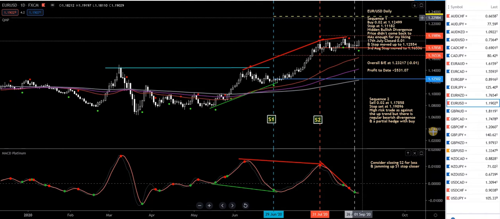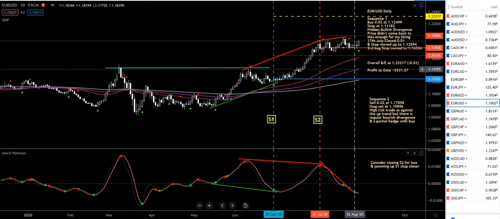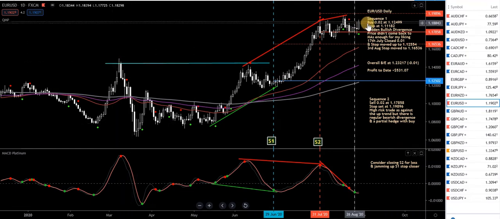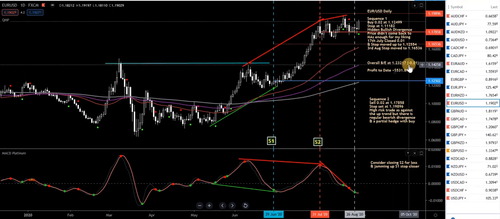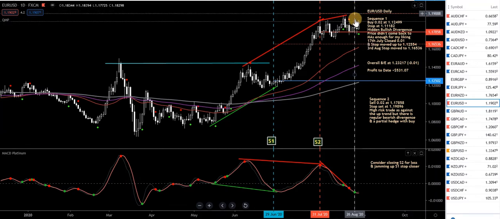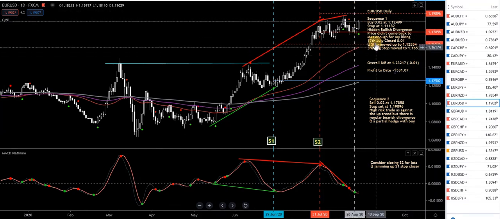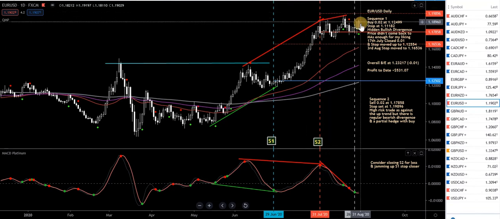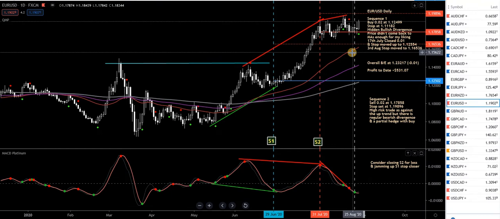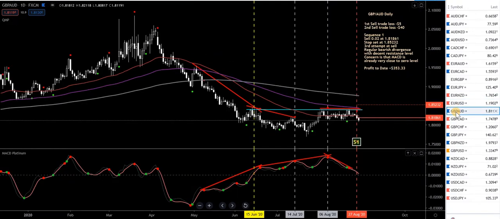And because I am net negative 0.01, as long as price remains below that yellow line, which is up here, I'm in profit for both trades. So Monday, if price opens up close, I'll close the sell and jam that buy stop up. So that's all right. You're looking at the big picture, remember.